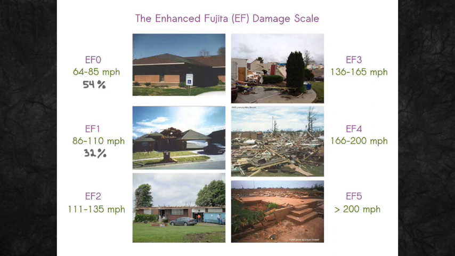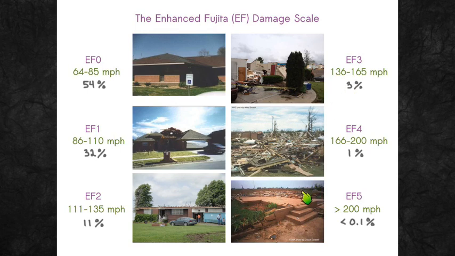The stronger tornadoes, the EF2s, which can start to do significant damage to buildings, are about 10%, 11% of tornadoes. And then the really strong ones that cause destruction of buildings, the EF3s and above: about 3% are EF3s, about 1% are EF4s, and then a very small fraction, about 0.1%, are EF5s. So the really significant tornadoes that do a lot of damage add up to about 4 to 5% of the total.